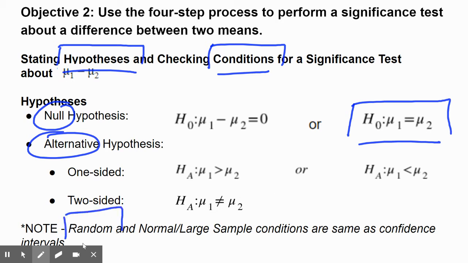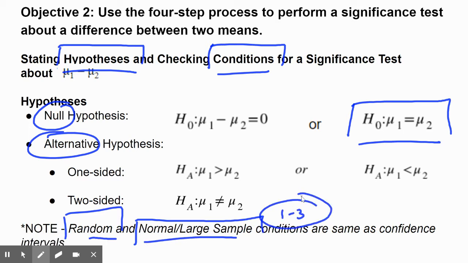Again, your conditions are the random and the normal large sample. Remember, the normal large sample has one of three things, and just one of the three must be satisfied.